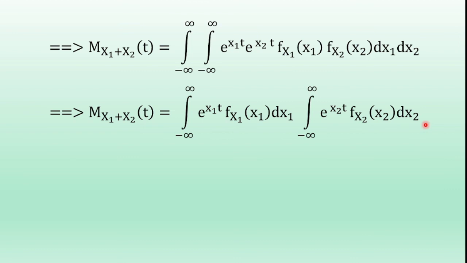So using the definition of the moment generating function of the single random variable, the first integral term is the marginal moment generating function of x1, and the second integral term is the marginal moment generating function of x2. So that is M_{x1}(t), and the second integral term is M_{x2}(t). So these are some important properties of the joint moment generating function.